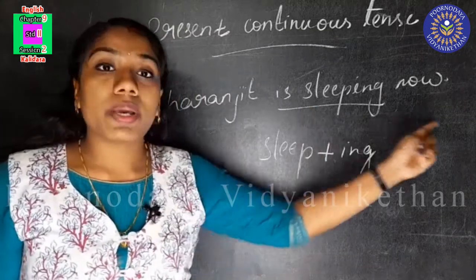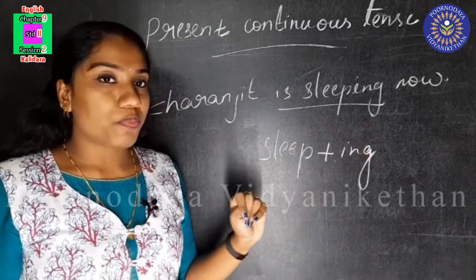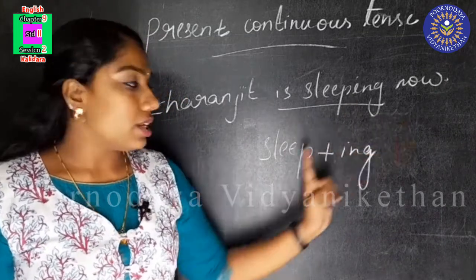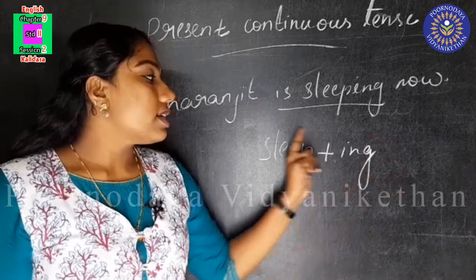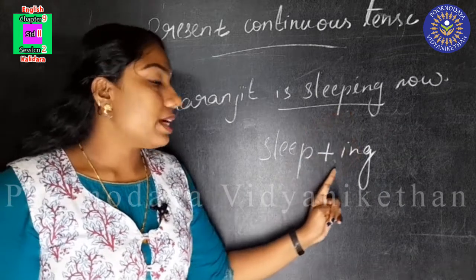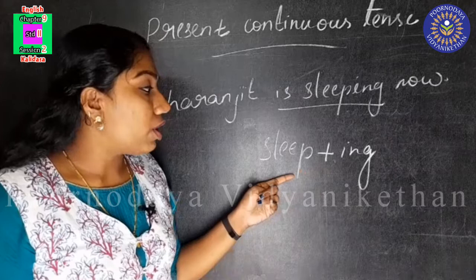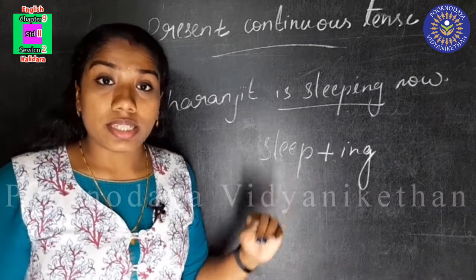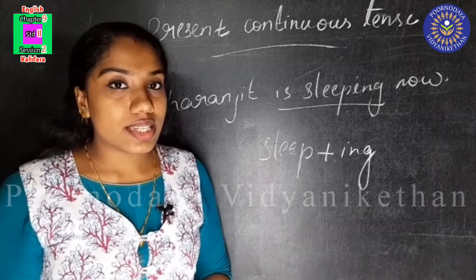Charanjit is sleeping now. Here, which is the verb? Sleeping. Sleep plus ing. Look here, children. Sleep plus ing is sleeping. Did you understand? We'll add ing with the verb when it is continuing. Did you understand, children?